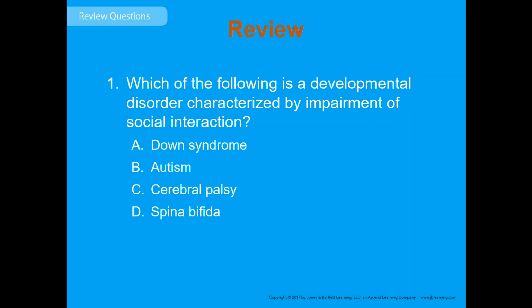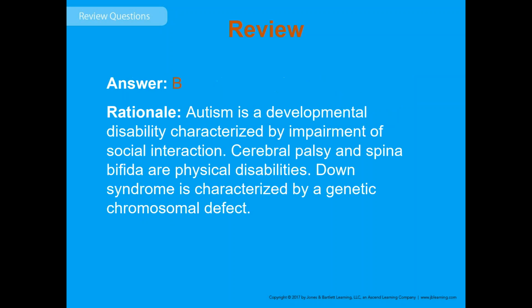All right, a little bit of review. Which of the following is a developmental disorder characterized by impairment of social interaction? Yeah, all autism. Again, these kids, people don't necessarily interact very well socially. They may not like big crowds. They may not like more than two people.